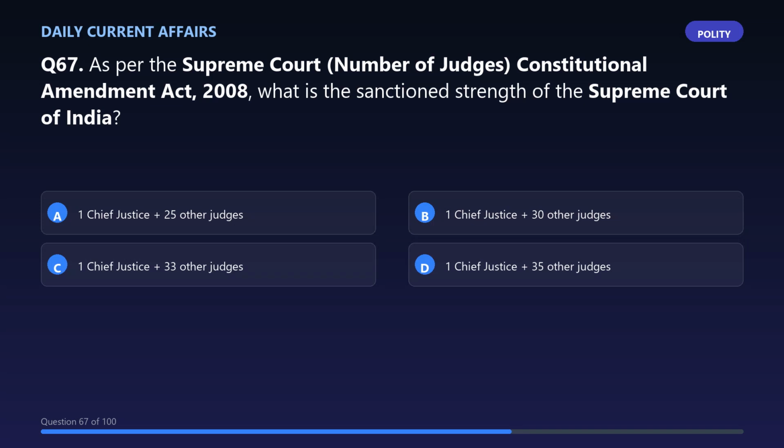Question 67. As per the Supreme Court, Number of Judges, Constitutional Amendment Act, 2008, what is the sanctioned strength of the Supreme Court of India?